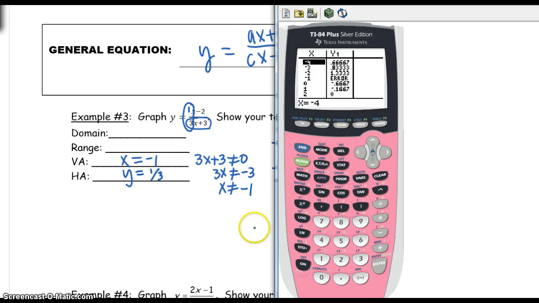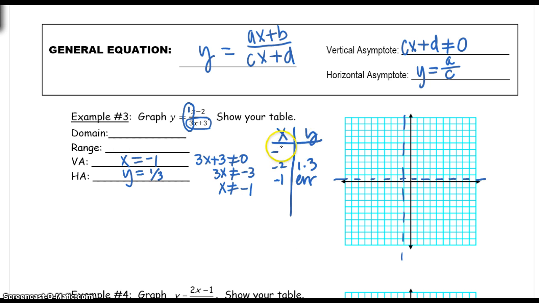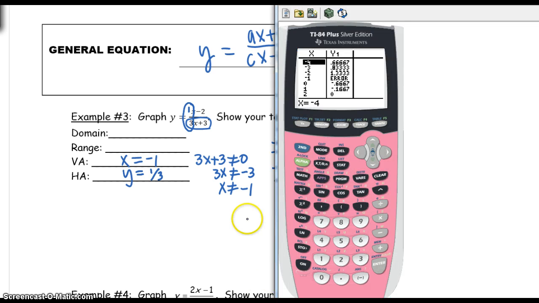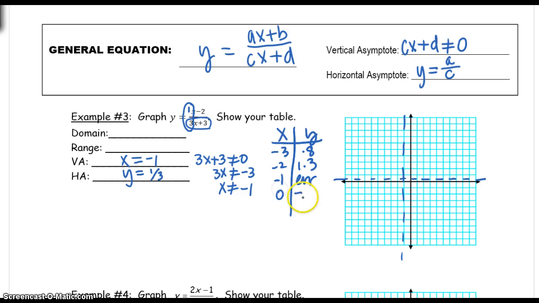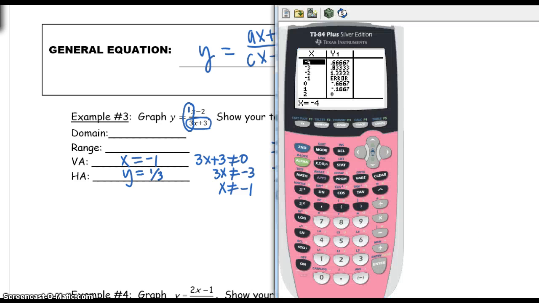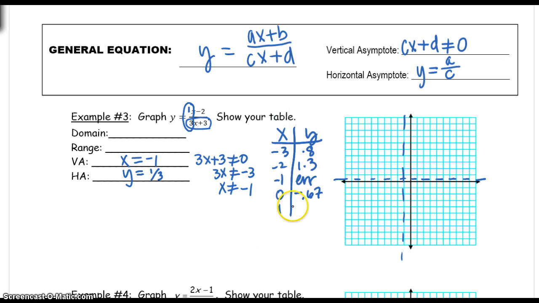And then we have -3 and 0.8. Some icky numbers, but it's all right. You can handle it. 0 and -0.67. And 1 and -0.16. Ooh, and I see 2, 0, and that's kind of nice. Okay, so let's plot this.